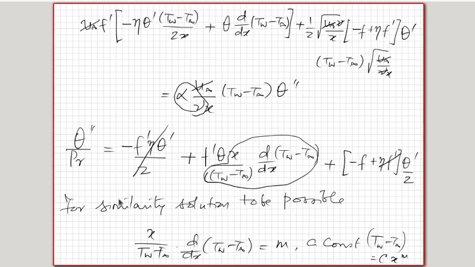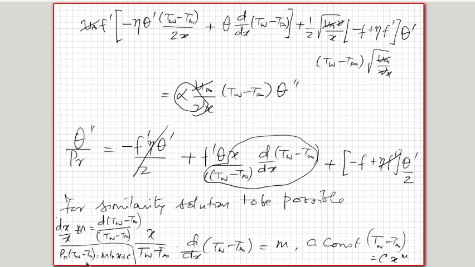Okay, how do you get that? Because you get m dx by x is equal to d of (T wall minus T infinity) divided by (T wall minus T infinity). So this basically gives you log of (T wall minus T infinity) is equal to m log x plus c.